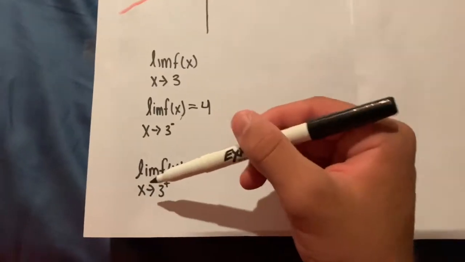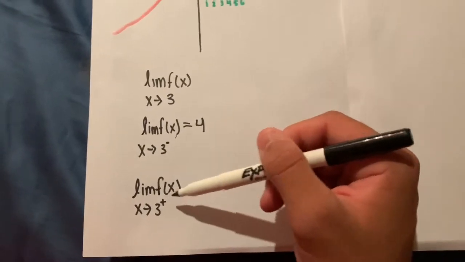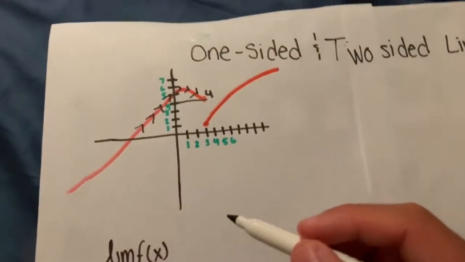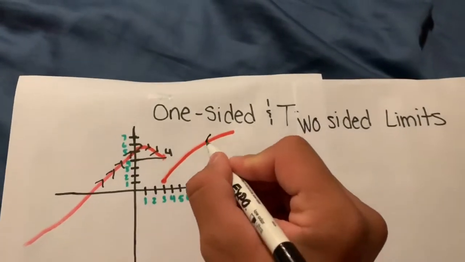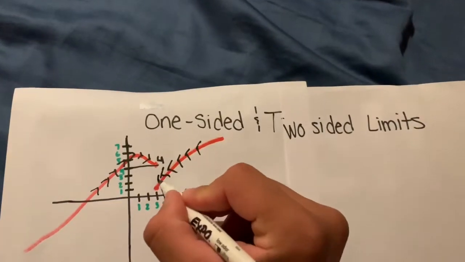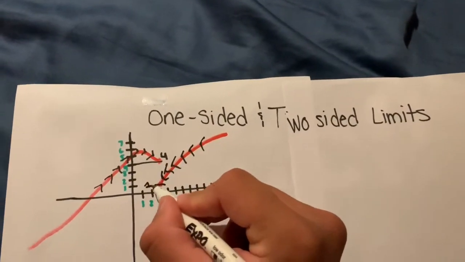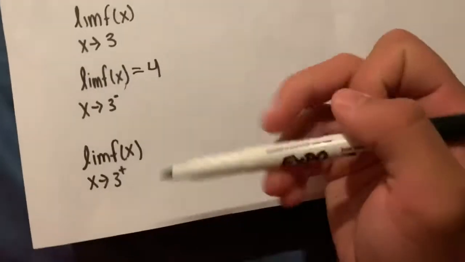Now the next step would be to examine the limit of f of x as x approaches 3 from the right side, which is determined by this plus here. So we come to the graph once again. We find 3 and follow the graph as it approaches from the right side, and we see that the number comes to 1. So the limit of f of x as x approaches 3 from the right side is going to be equal to 1.